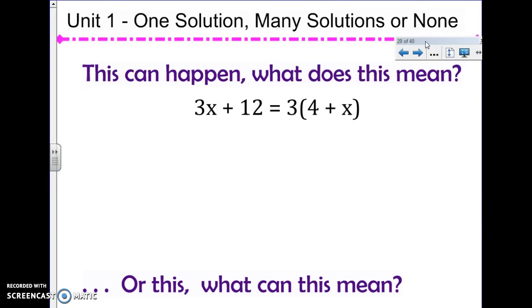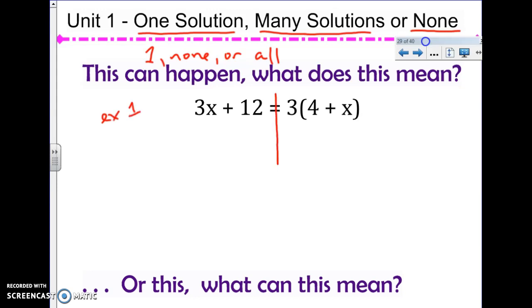Sometimes we have to interpret what happens at the end of the equation to find out if something has one solution, many solutions, or no solutions. It's the one, none, or all approach to math. Dun dun dun. Alright, so let's look at this first example I have for you.